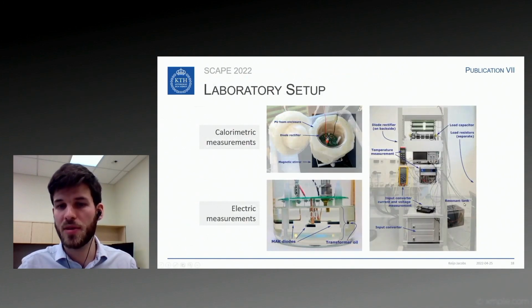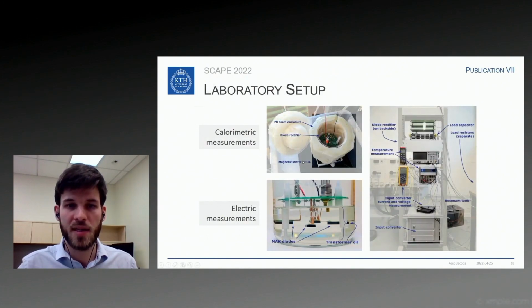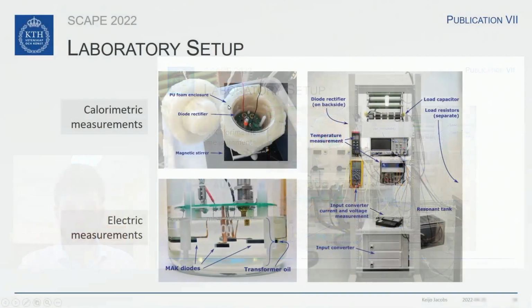Here you can see the laboratory setup on the right. And in detail, the diode rectifier in a foam enclosure for the calorimetric measurements. The diode was put into transformer oil, and the transformer oil was constantly stirred by a magnetic stirrer, which was located below the PU foam enclosure. Then for the electric measurements, we removed the PU foam enclosure. We preheated the oil to the desired temperatures and then measured via a shunt and a voltage probe.